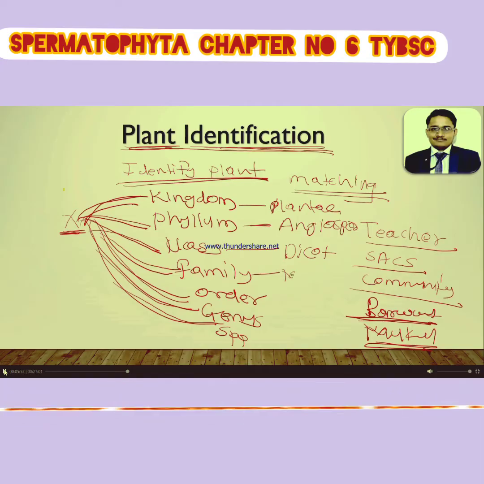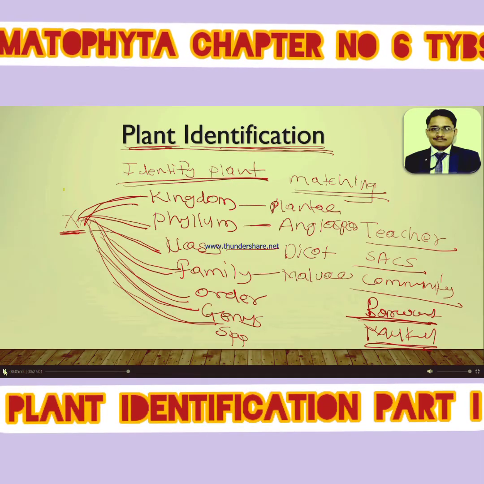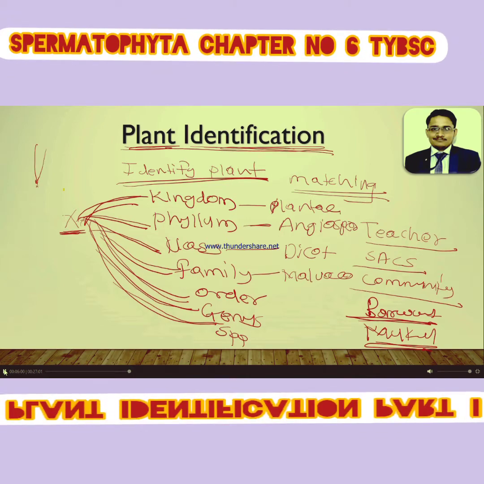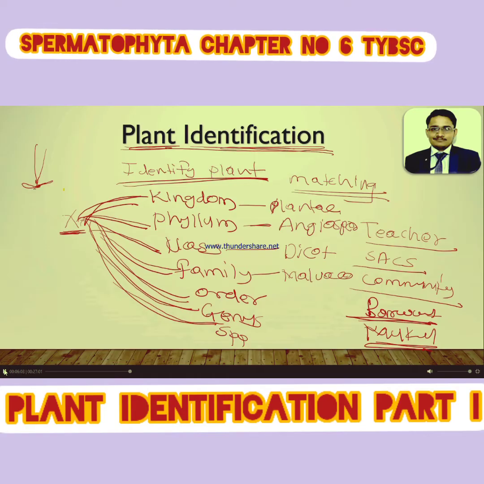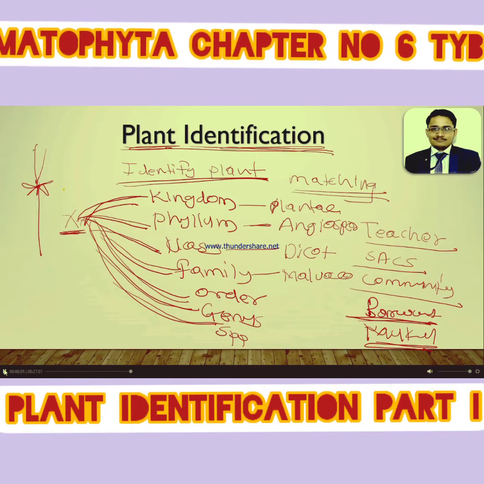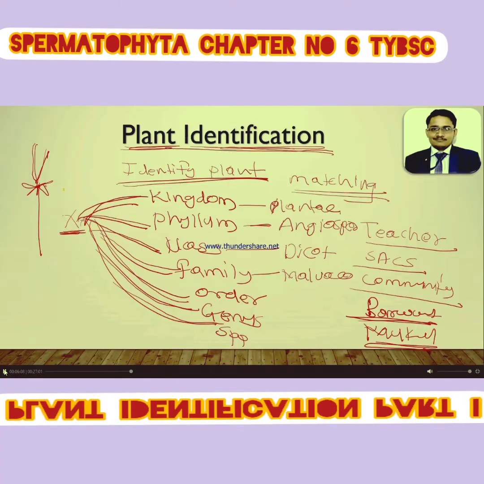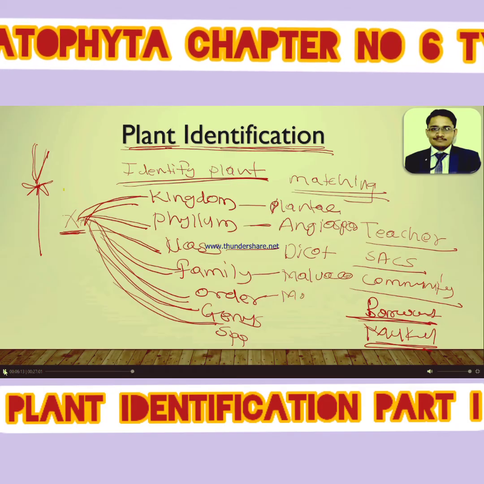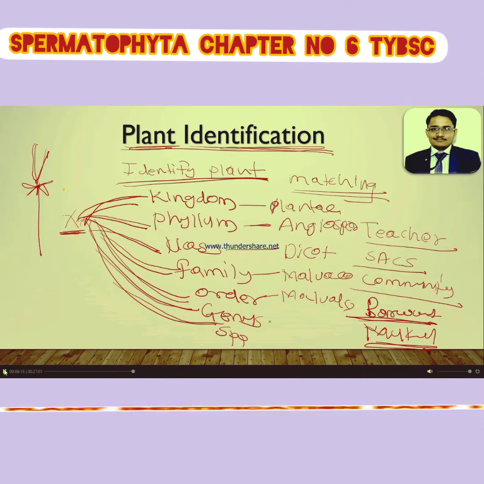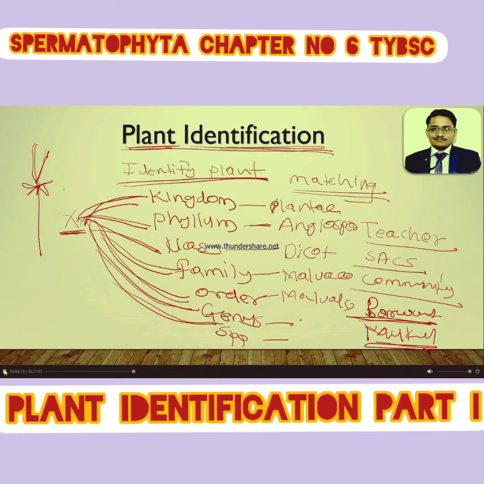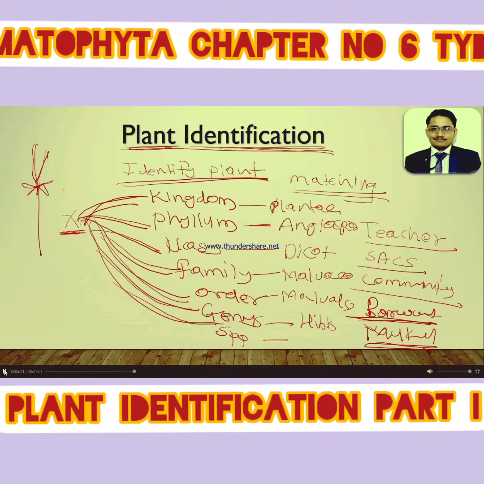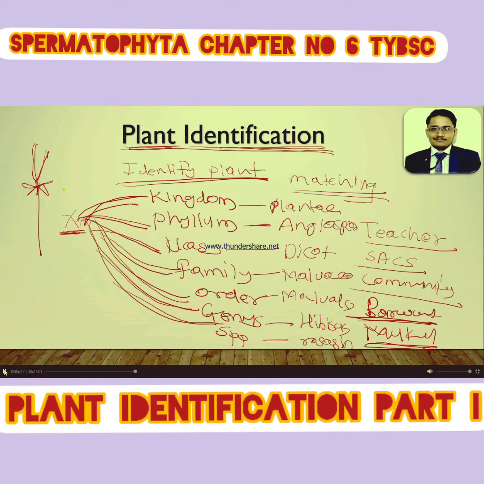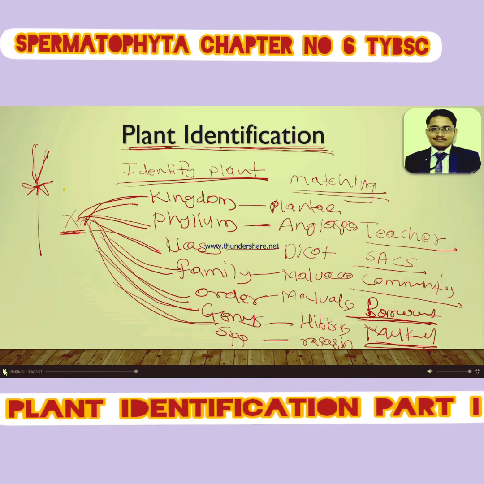Family Malvaceae. Why is it Malvaceae? Because in the hibiscus plant, at the base of the calyx, a small epicalyx is present. For that reason it falls in the family Malvaceae, and for that reason it has the order Malvales. And finally, it is given the genus Hibiscus and species rosa-sinensis. Those are the basic criteria of plant identification.